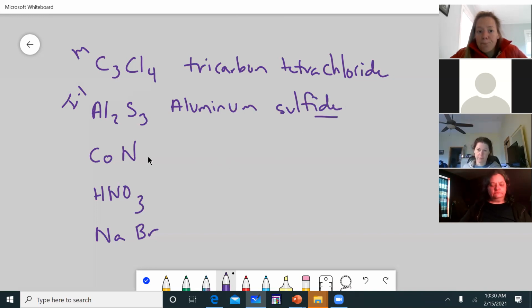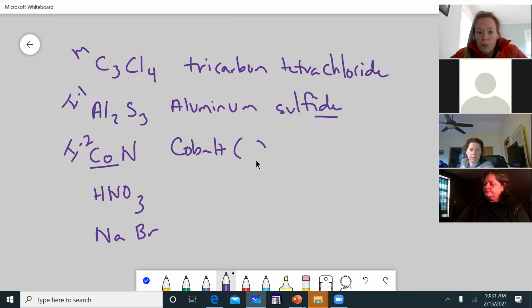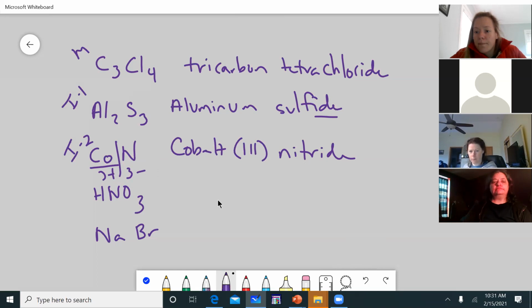Ide, the second guy. This one here, this is ionic, but this is a type 2. Unpredictable charge, no polyatomics. So I'm going to say cobalt, Roman numeral, nitride. Let's get the charge on the cobalt. In this case, nitrogen is 3-. There's only one of them. Cobalt has to be 3+ to balance it out. So this is cobalt 1, 2, 3. Cobalt(III) nitride.